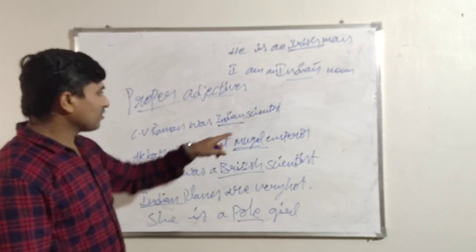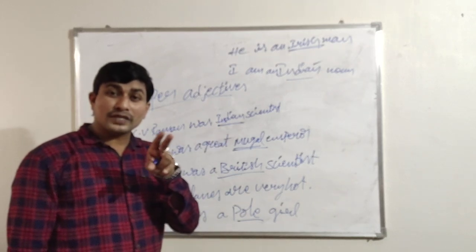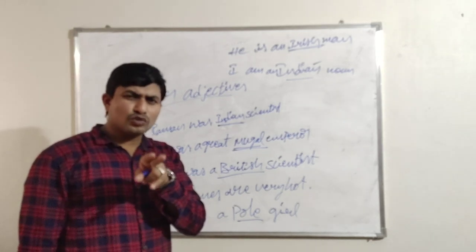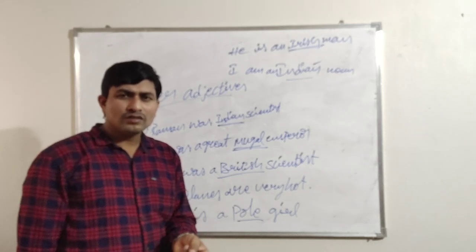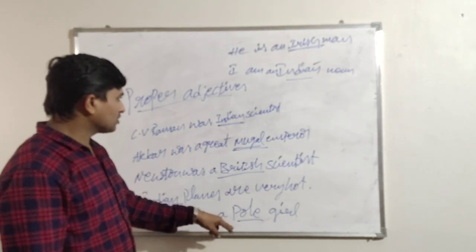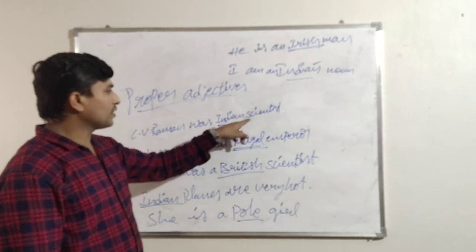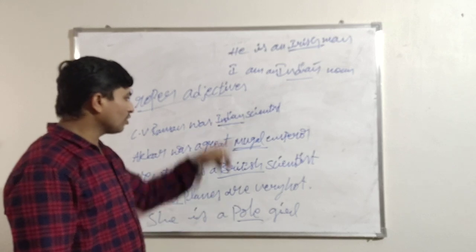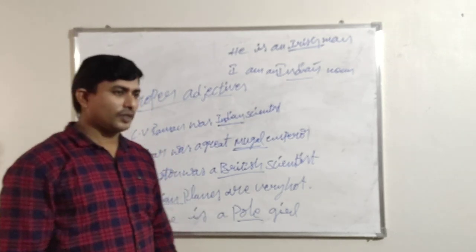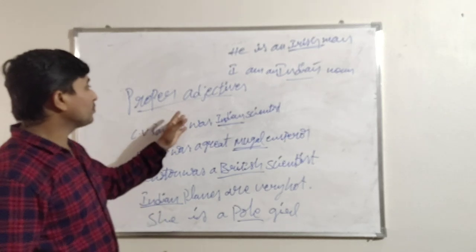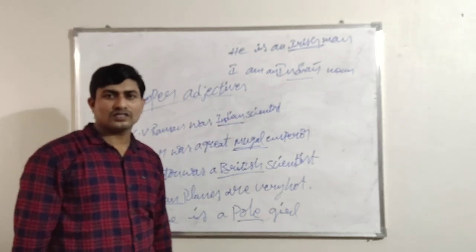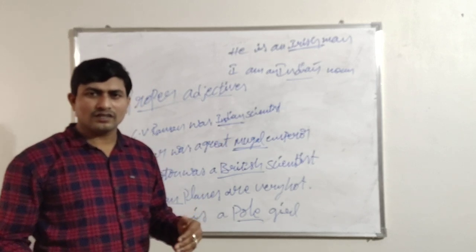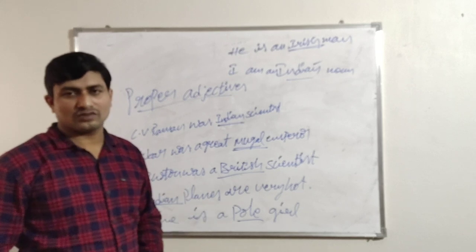Okay, and see here we have discussed that there are two positions of adjectives. What are the two positions of adjectives? Attributive and predicative. So what kind of adjectives are these? Indian is attributive because it is used along with the noun. So Mughal, British, Indian, Polish are all known as attributive adjectives. Okay, so this is the information about proper adjectives. I hope you will make some other proper adjectives. Thank you.